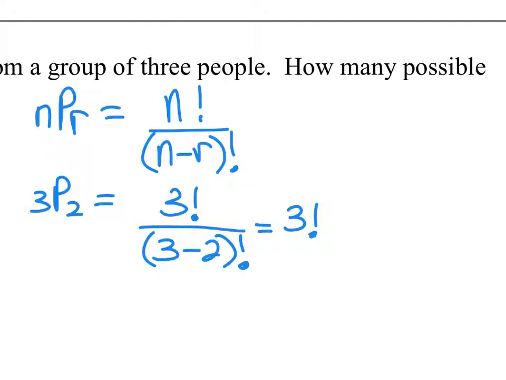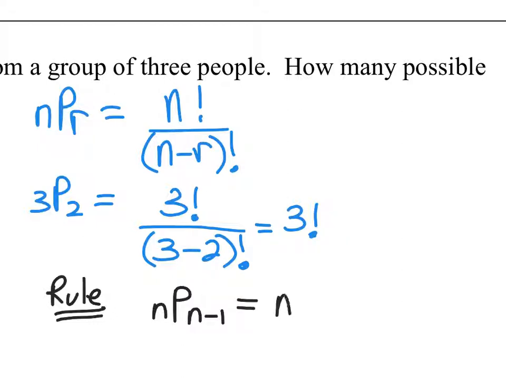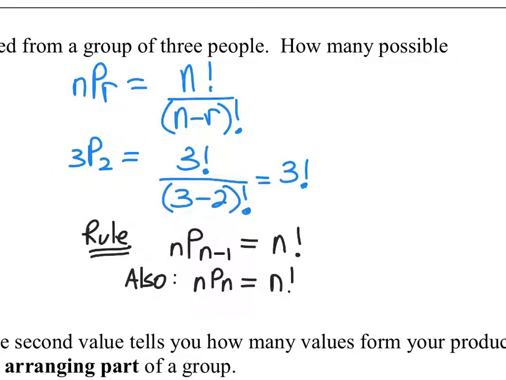So a little rule here would be something like nP(n minus 1) would be equal to n factorial. All right. As it also turns out, nPn is also equal to n factorial. So there's a couple of different ways in which you can get to n factorial.